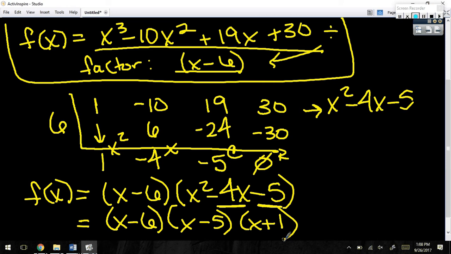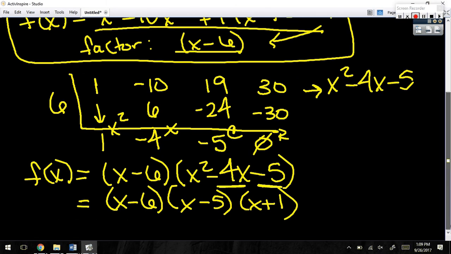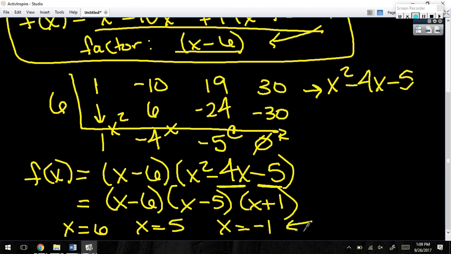Do we all agree? Does everyone know why? Because x minus 6 equals 0, x minus 5 equals 0. Setting the function equal to 0 and solving gives us the zeros. And the zeros are the places where it crosses the x-axis, where the function itself equals 0. So if I found the zeros here, I would say x equals 6, x equals 5, and x equals negative 1. These are the zeros.